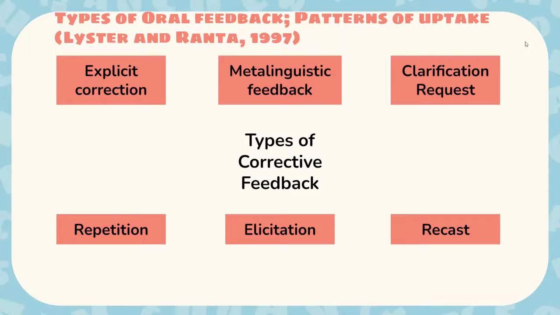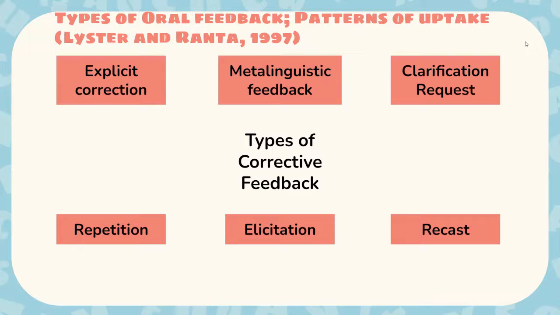Alright, so the next one is clarification request. Now this is usually in a question form such as "pardon" or "I'm sorry." Right, and the next one is repetition, where the teacher repeats the mistake that is done in the utterance. So for example, when the student says "a dog," the teacher will ask "a dog?"